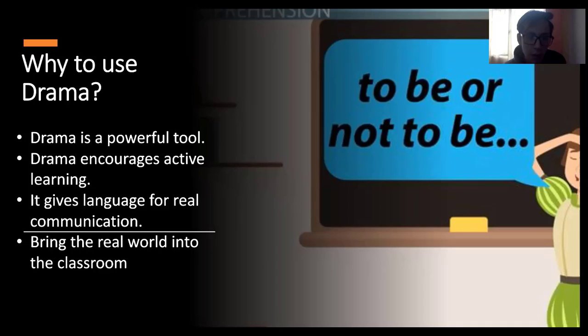The last one, bring the real world into the classroom. Why? Sometimes teachers expose students only to a few words of language rather than complete sentences or phrases. Drama in the classroom helps students to guess the meaning of phrases using a real context. And this way, drama improves students' use of language to communicate successfully.